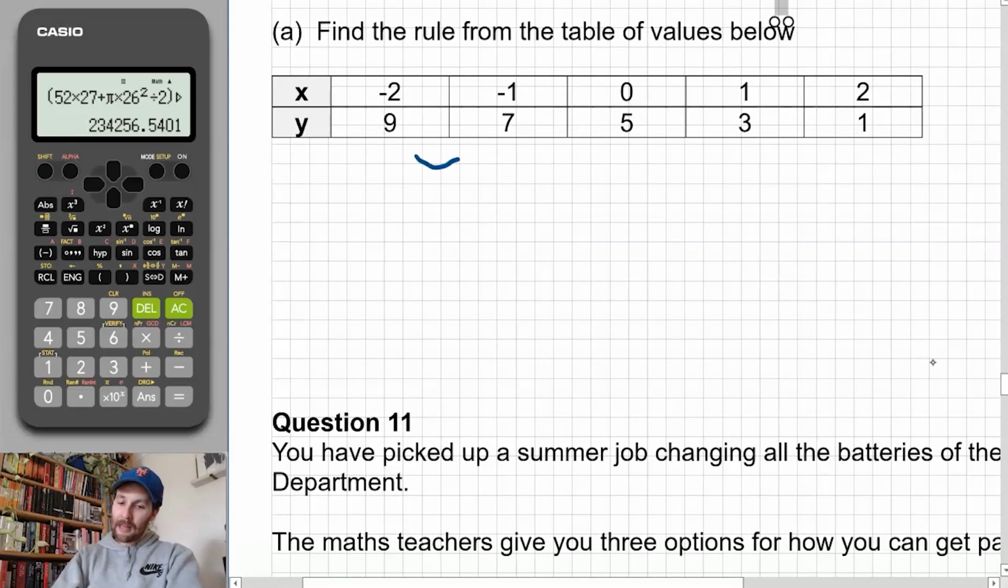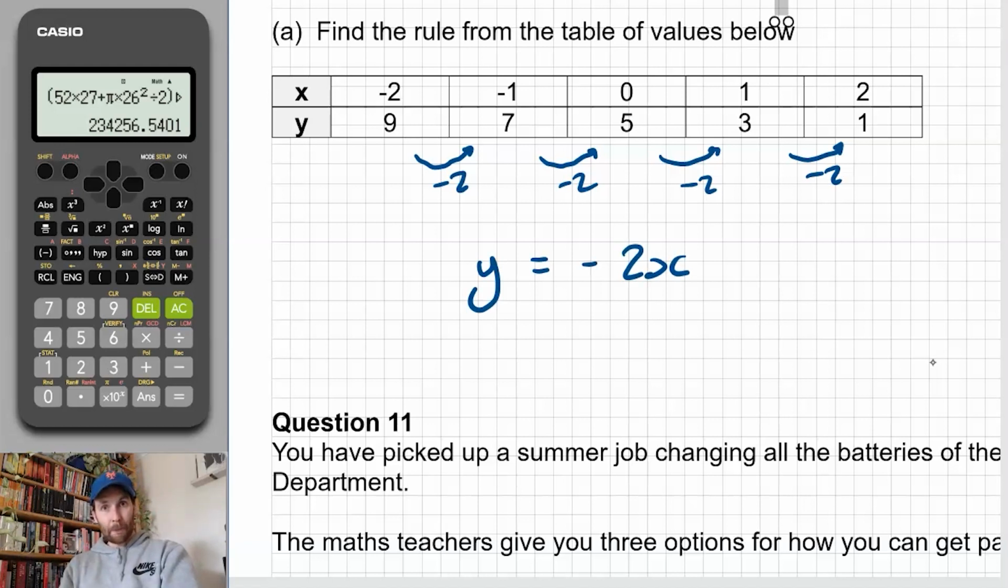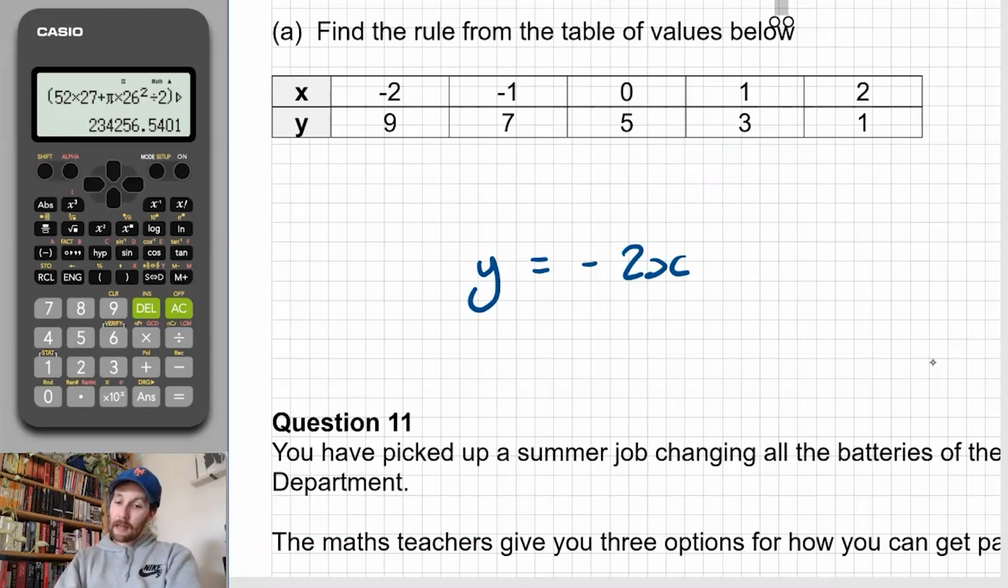Now, this one is decreasing by 2 as we go from left to right. So for every change, it's going to decrease by 2. So we know it's got to be something to do with y equals -2x. Now we're going to figure out what we've got to plus or minus to make the expression work. Let's look right here, 0 and 5. -2 times 0 is 0. What do I need to add or subtract to make that into a 5? I reckon I'm going to have to add 5 to it.